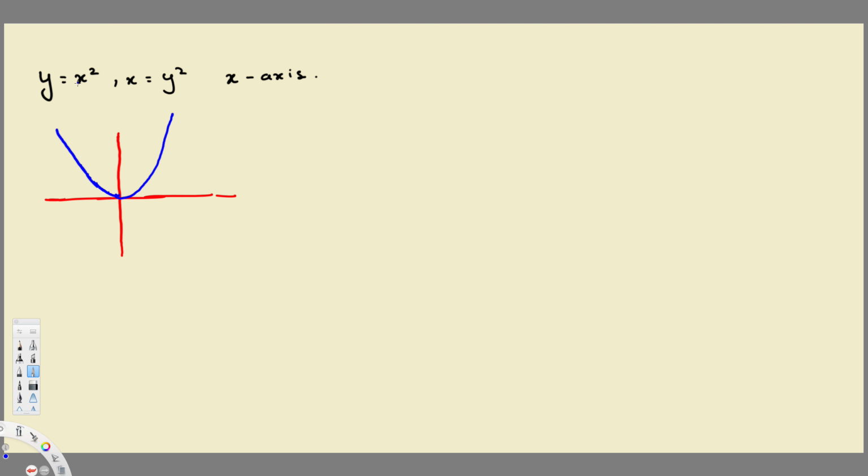Because if you notice, for y equals x squared, the y values must be positive, so it goes toward the positive y-axis, and x equals y squared goes toward the positive x-axis. That's the difference. So this is going to be opening on the right side. Let's draw it like this. So this is going to be the graph.